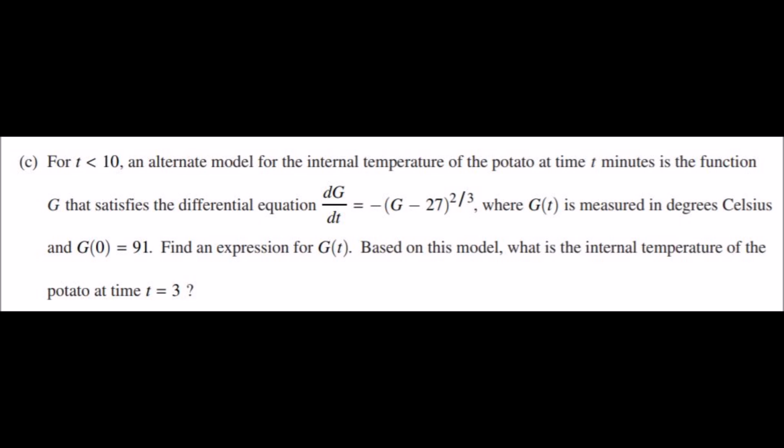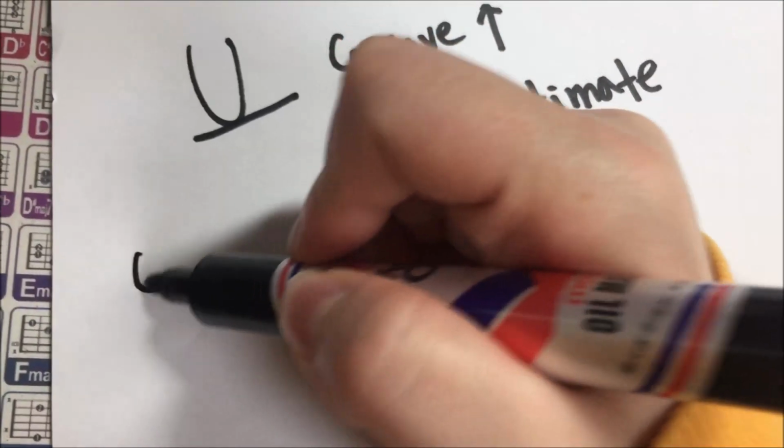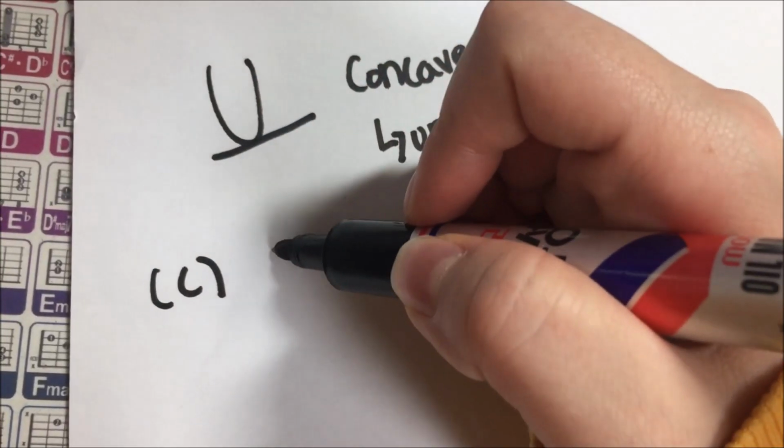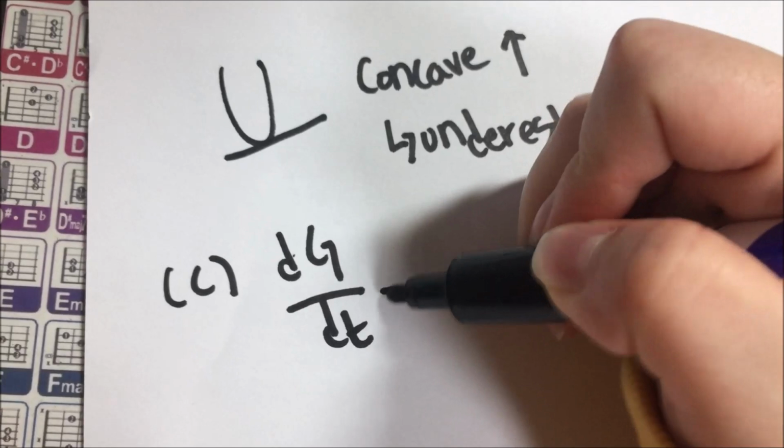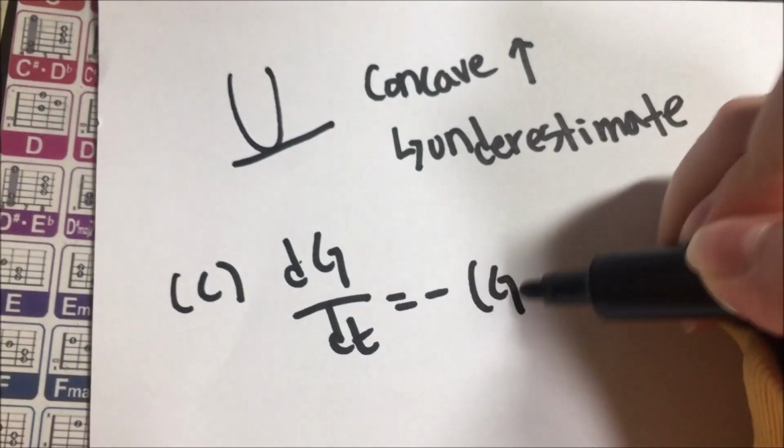Part C says for t smaller than 10, an alternative model for the internal temperature of the potato at time t minutes is the function g that satisfies the differential equation, where g of t is measured in degrees Celsius and g of 0 equals 91. Find an expression for g of t. Based on this model, what is the internal temperature of the potato at time t equals 3?